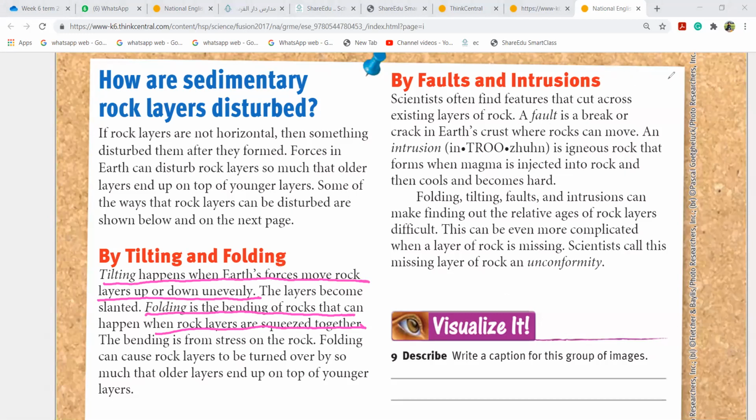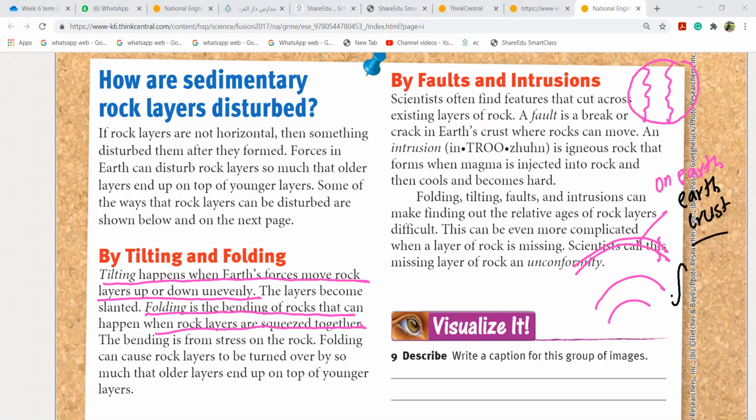What is a fault? Girls, any break in the rock, any break on the earth's crust. Do you know the layers of the earth? Inner core, outer core, mantle, and earth crust. If you find any crack in the earth crust, this is called a fault. If I ask you what a fault is, you must know that it is a crack in the earth crust where rocks can move.